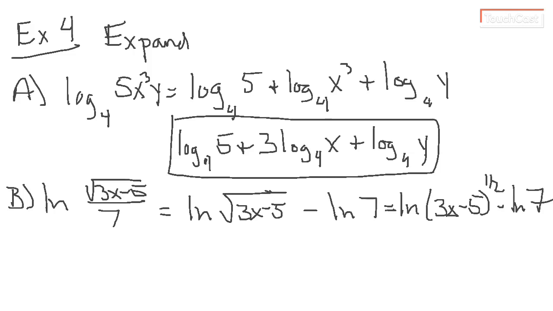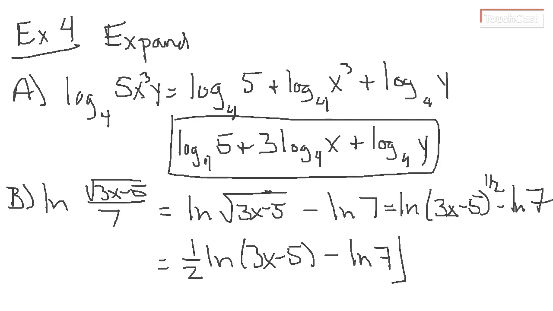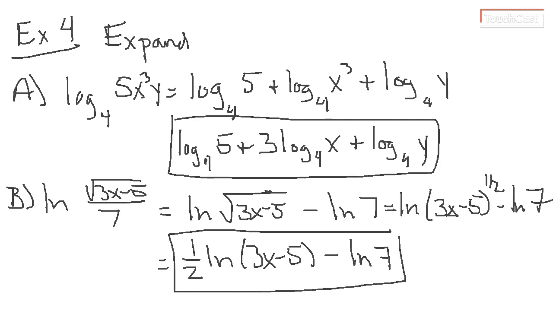Now, power rule, we can bring the power of 1/2 down. So we can write this as 1/2 times the natural log of 3x minus 5 minus the natural log of 7. And we are all done. We've expanded it out. There's no other property we need to utilize. I do have one more type of example.